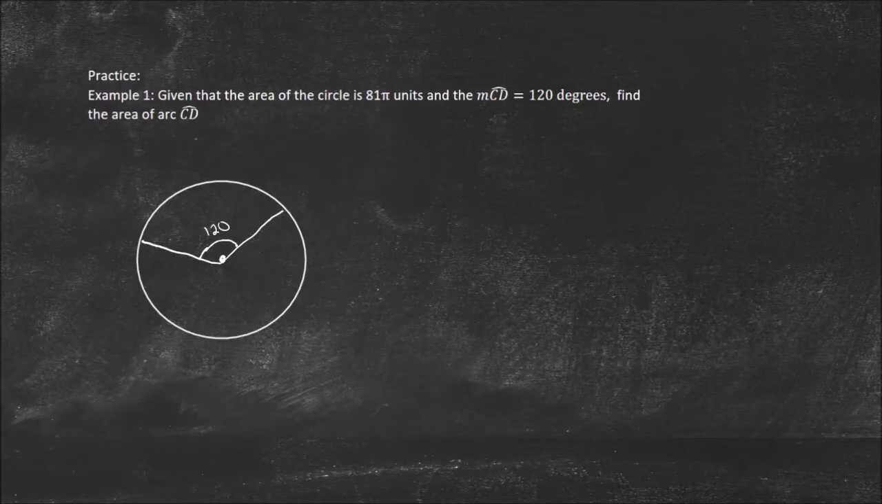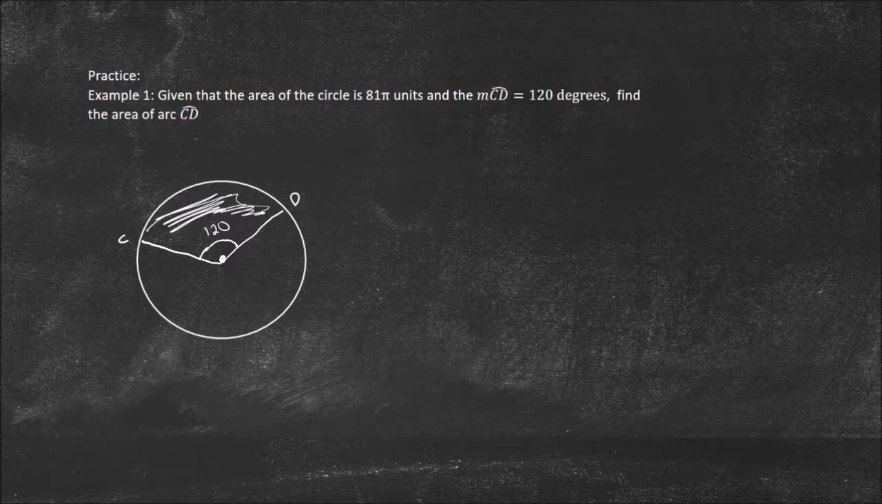Alright, so example 1: given that the area of the circle is 81 pi units and the measure of arc CD is 120 degrees, find the area of arc CD. I'm going to label these C and D because that's obviously what we're talking about here. I want the area of arc CD, so that's going to be this area right here all the way inside. That's what I'm looking for.